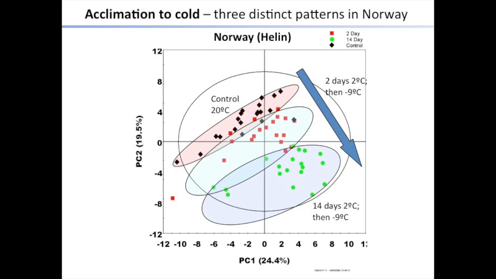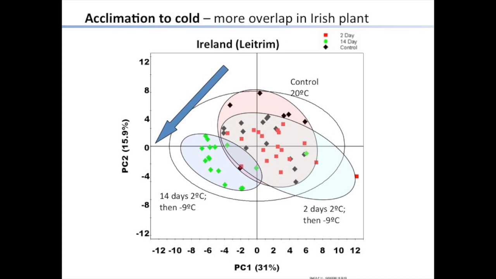And then the take-home message from here really is that here's a population from Norway, and if you gradually cold stress and cold acclimate these plants, you see 3 very distinct patterns of its metabolism changing as they go through this cold acclimation period. But if you have something like Ireland, their metabolic fingerprint looks pretty similar under controlled temperatures, under cold temperatures, and even colder temperatures. So in a way, the Irish populations are metabolically primed to deal with colder temperatures compared to something like the Norwegian population, which is quite a surprise.